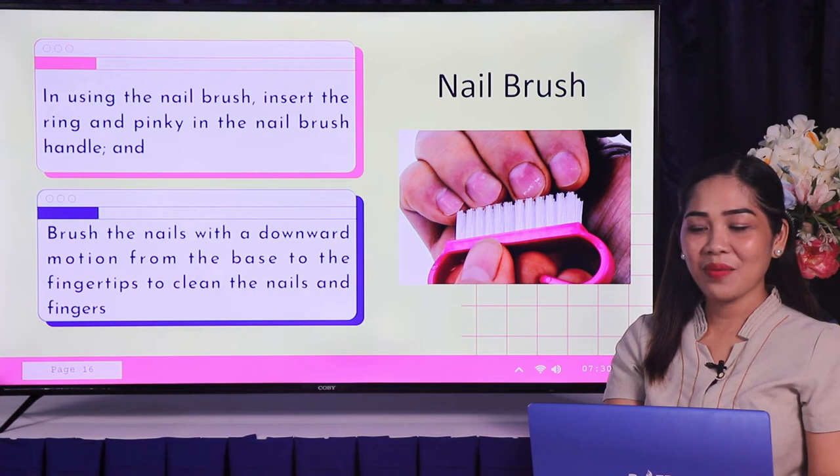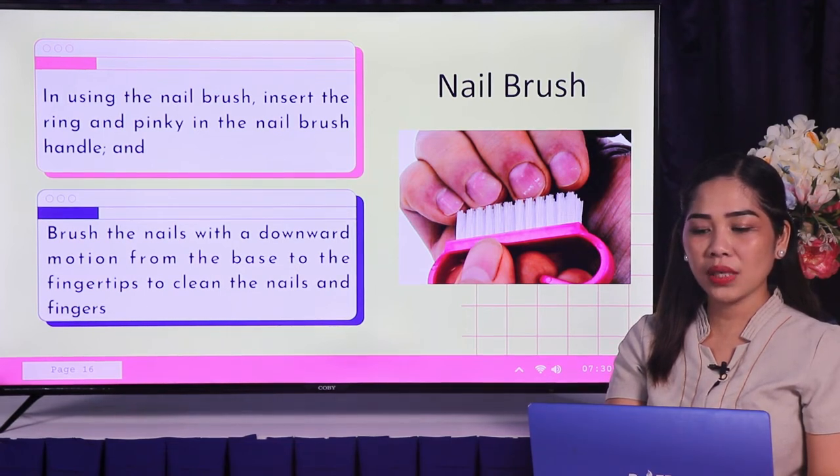Another tool is the nail brush. In using the nail brush, insert the ring finger and pinky in the nail brush handle and brush the nails with a downward motion from the base to the fingertips to clean the nails and fingers.